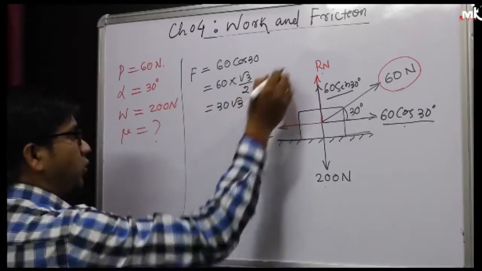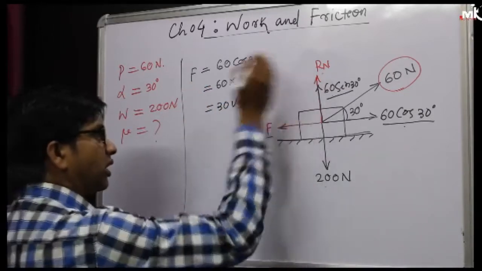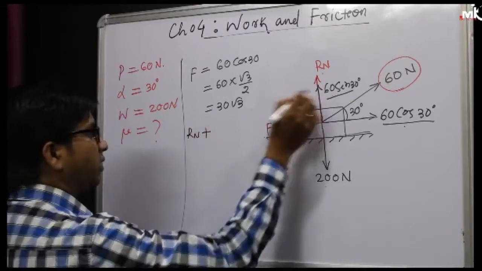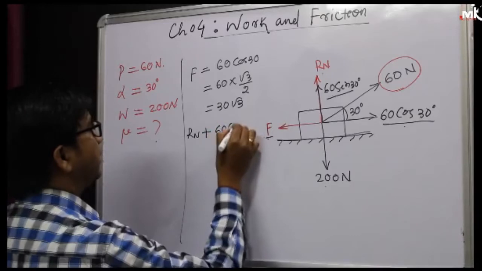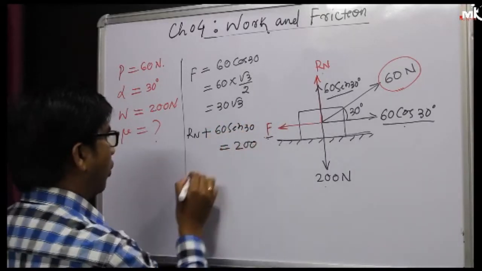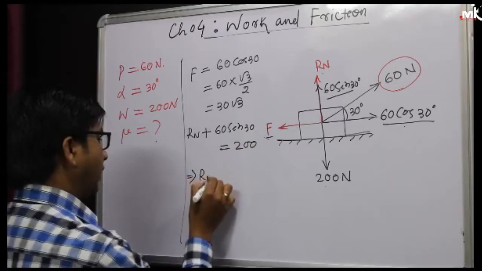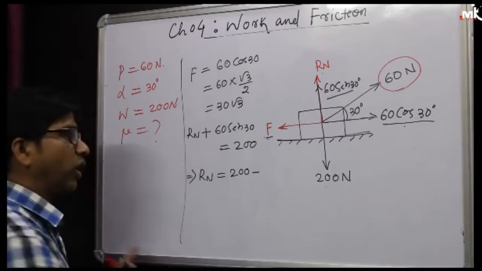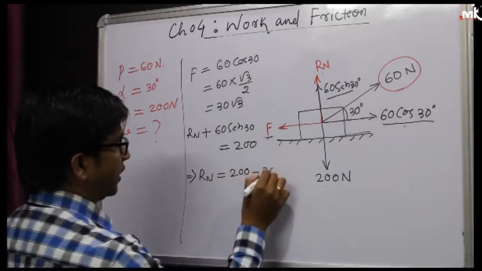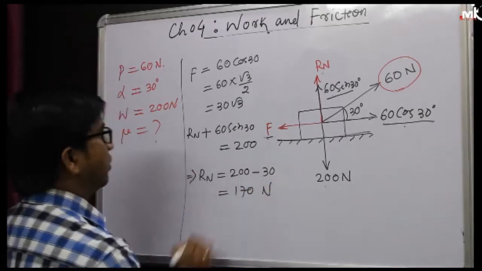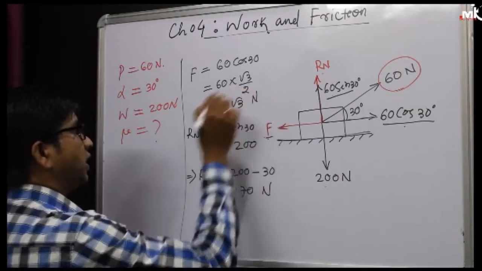Then the total forces along the direction of Rn are also 0. We can write Rn plus 60 sin 30 equals 200, which implies Rn equals 200 minus 60 sin 30. Sin 30 is 1 by 2, so this will be 30. That means Rn is 170 Newton. Frictional force is 30 root 3 Newton.